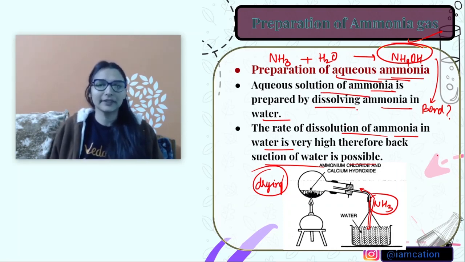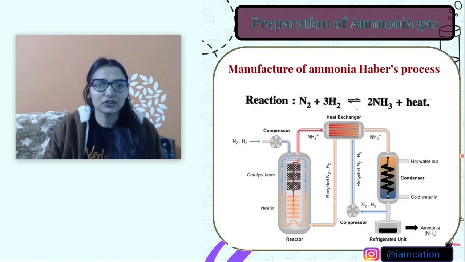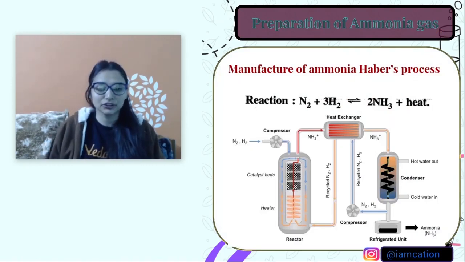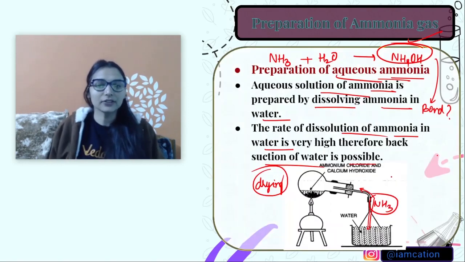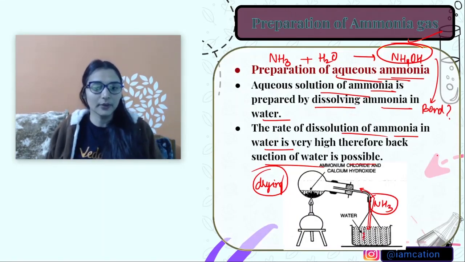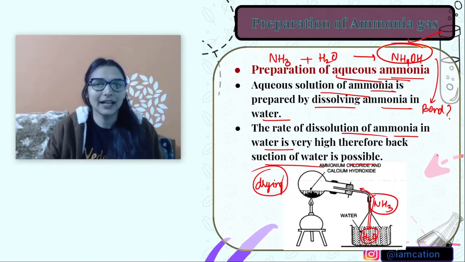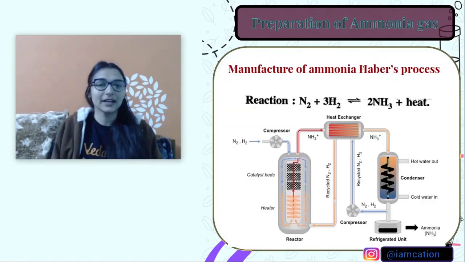Just by dissolving ammonia in the water, we can just make it, but we have to make sure that there is a possibility of back suction, right? This is what we are trying to do. This is ammonia coming over here, this is water. So suddenly back suction can happen, so we have to just be aware of that.